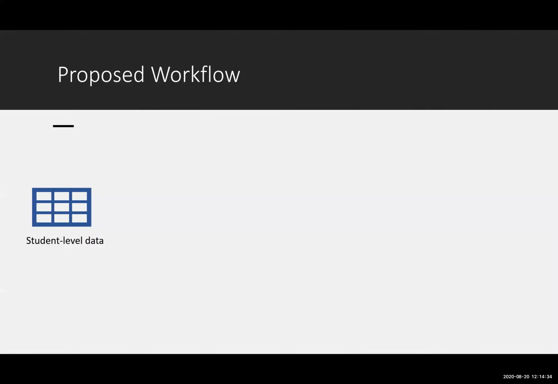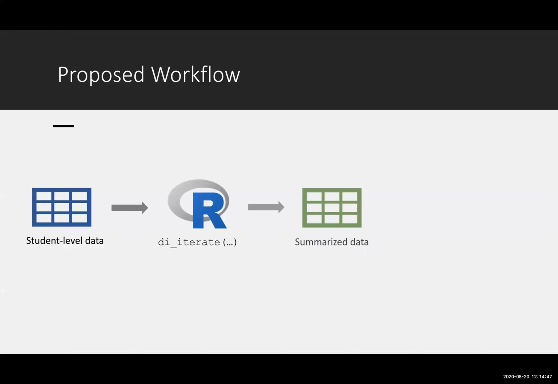So what we want to share with you all today is this proposed workflow that we hope will streamline the development of dashboards. First, we start out with a student-level data set. We import this data set into R, and we apply just one function from the DisImpact package, and that's diiterate. What it does is disaggregate the data into various scenarios, calculate disproportionate impact using various methodologies, and spit out a summarized data set that you can use for visualization. From that summarized data set, you just point to it inside your dashboard tool and you can visualize.